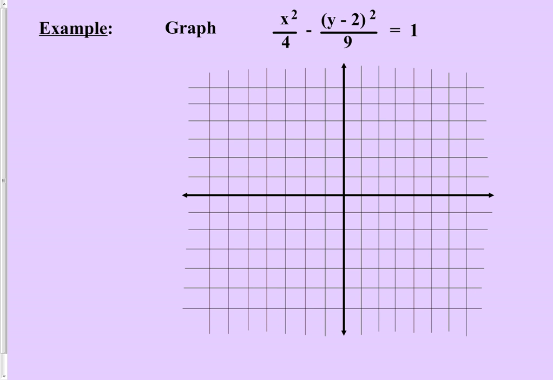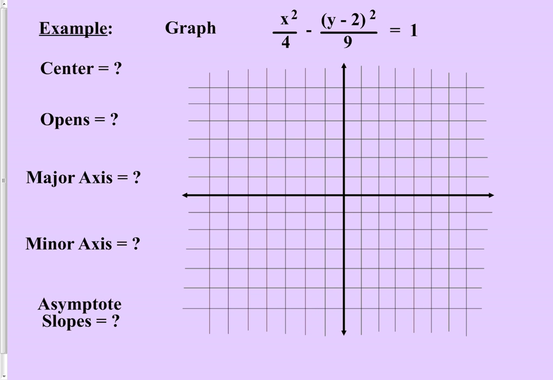I'm going to go through this information fairly quickly now, since you know how to come up with these numbers. Our center should be located at 0, 2. The direction it opens follows the positive axis, so it's going to open horizontally. Our major axis is going to be the y-axis, and that will be 6 units in length. So from our center point, we can go up 3, down 3. We can place points, and there's our major axis of 6 units long.